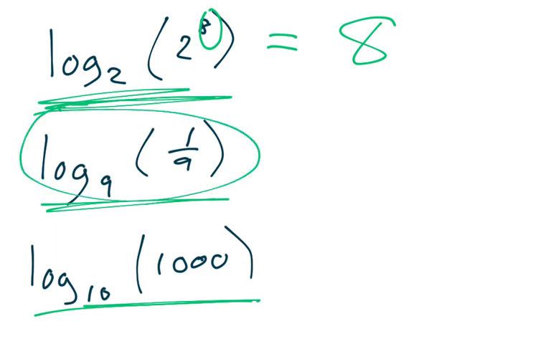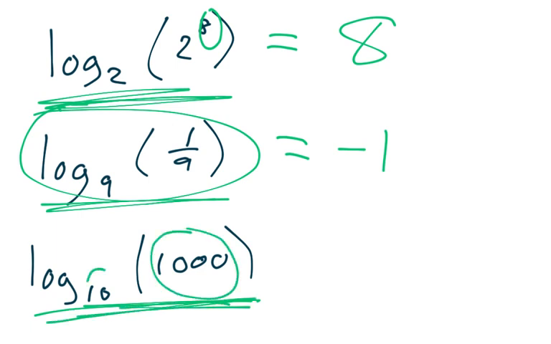So let's ask, what is log base 9 of a ninth? Well, in other words, what is the exponent of 9? Well, the exponent here is -1 because 9 to the -1 does equal a ninth. If you're not sure why 9 to the -1 equals a ninth, you should check out my video on exponents. Okay, so let's do this question. So what's the exponent of 1,000 when you're using 10 as the base? The exponent is 3.